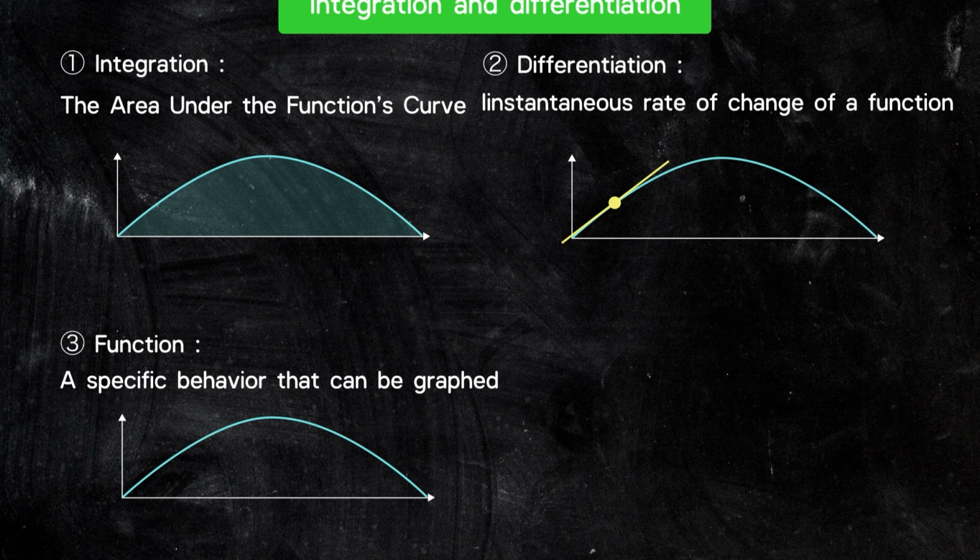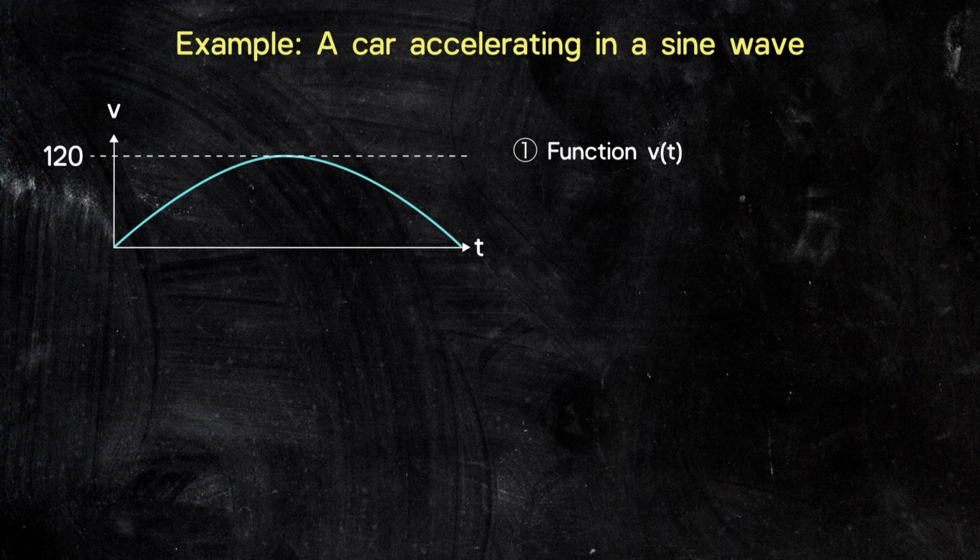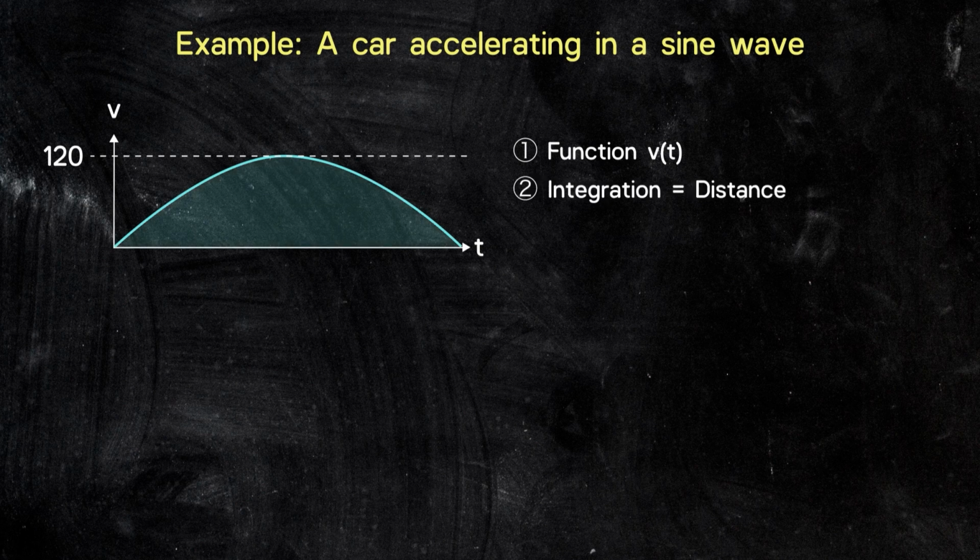Let's take an example. Suppose we have a car that accelerates in a sine wave pattern until it reaches a speed of 120, then begins to decelerate in the same manner until it comes to a complete stop. Now we have all three key points in front of us. The function represents the behavior of the speed or acceleration. The integral represents the area under the curve, which in this case corresponds to the distance traveled.